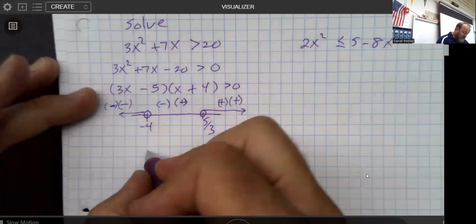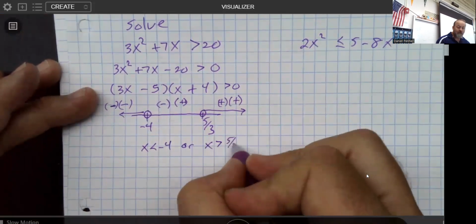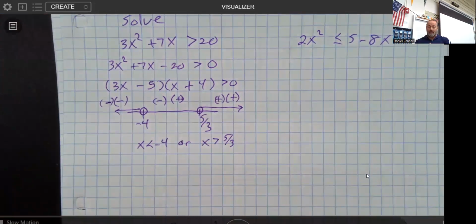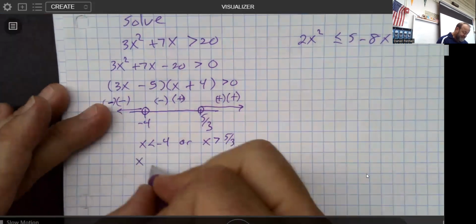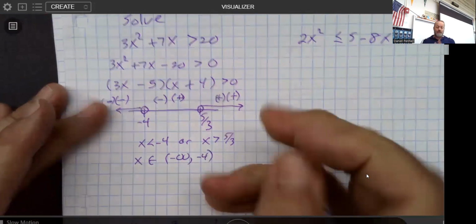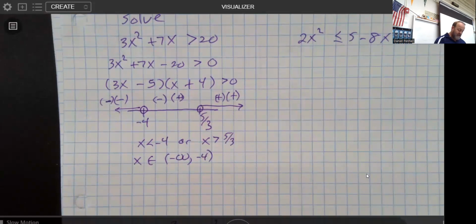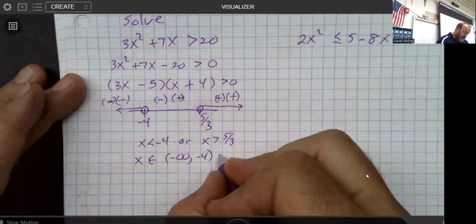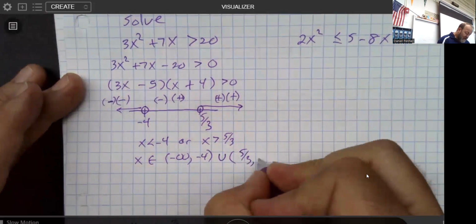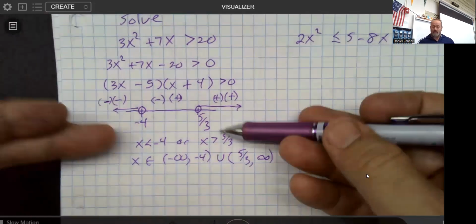So we can either express it as x is less than -4 or x is greater than 5/3. That's inequality notation. Or we could write the interval notation. X is an element of all of those values from -infinity through -4. I can have anything that I want in there, not including -infinity, not including -4, because we can't reach that, or anything from 5/3 to infinity. This is actually the notation I prefer, but all 3 of these are legitimate.